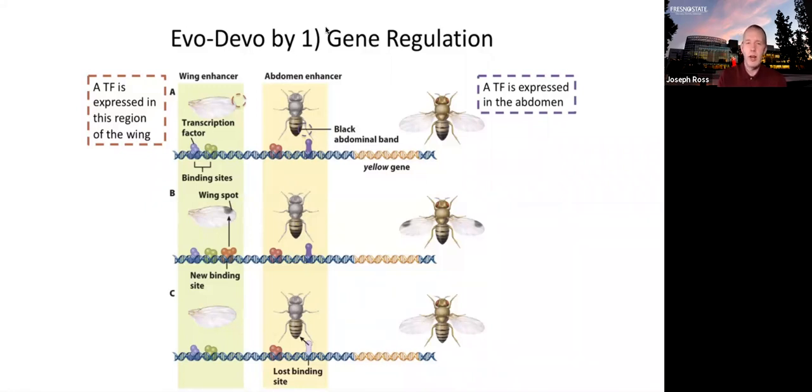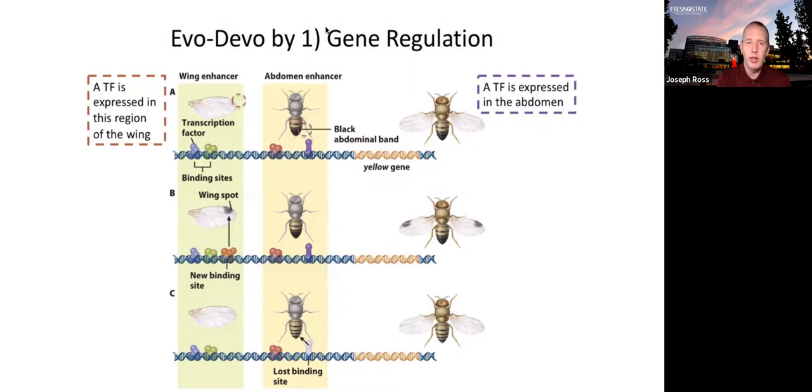So let's take a look at one example of how these sort of subtle changes can occur. In this case, we're looking at two different binding sites for transcription factors for one gene on a chromosome. So this is an example of the yellow gene in Drosophila. And it's involved in transcription in a particular area of the wing. And it's also involved in production of pigment in the abdomen.